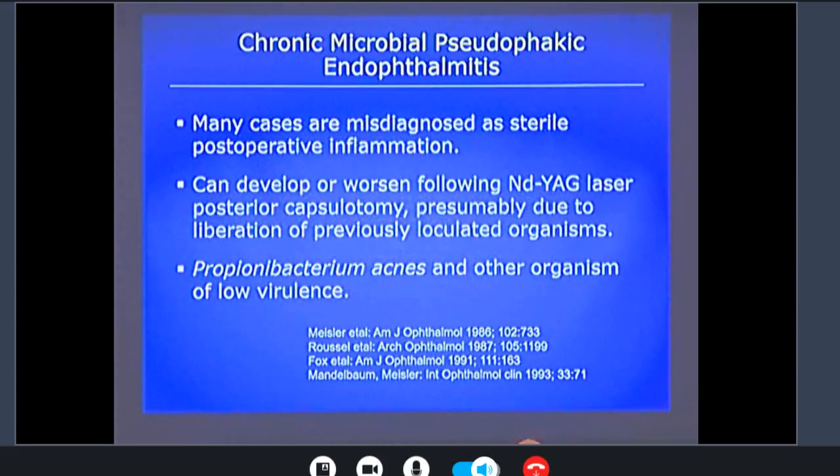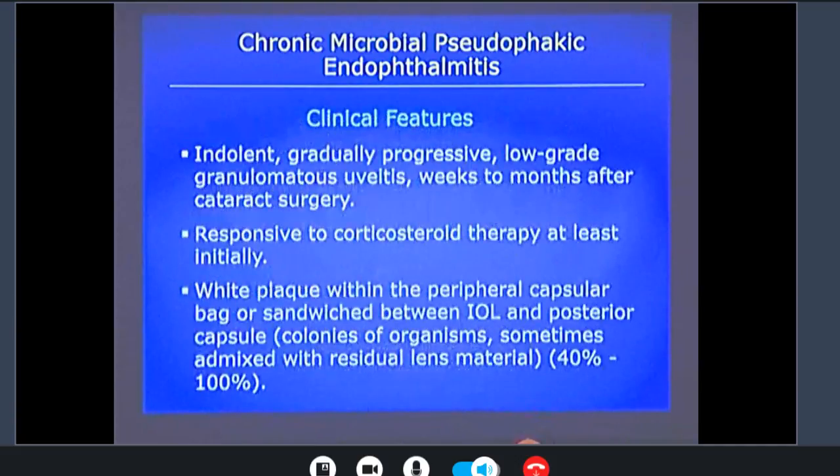Many cases are misdiagnosed as sterile postoperative inflammation. It can develop, as in the patient that my colleague was discussing with me yesterday, after Yag laser capsulotomy. This is another point that should make you suspect it, and it can be due to liberation of previously loculated organisms. The first organism that was described was Propionibacterium acnes, an anaerobic bacteria of low virulence. But many low virulent bacteria can cause chronic endophthalmitis.